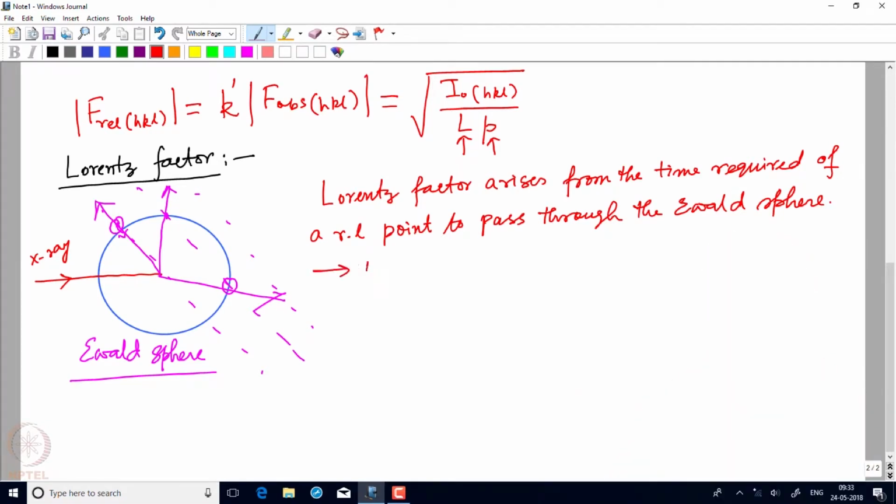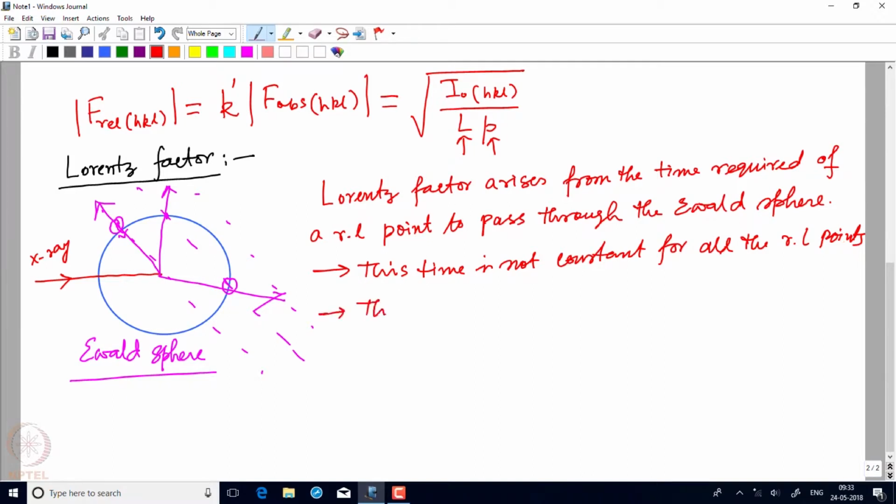This time is not constant for all the reciprocal lattice points. Why? Because the reciprocal lattice points are spread over a region, and depending on where the point is and what is the angular velocity of that point while the crystal is rotated, the amount of time that is required for this point to pass through the Ewald sphere will be different.